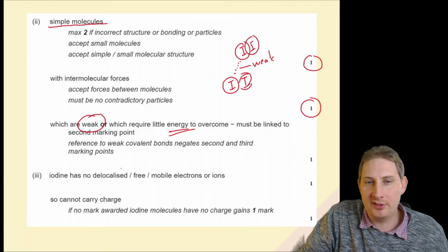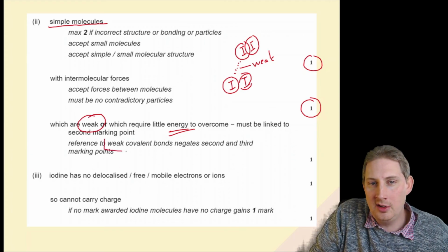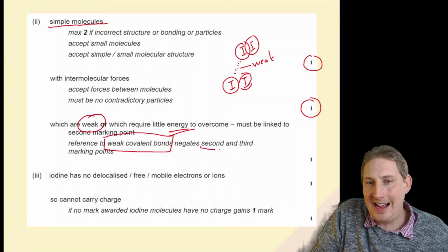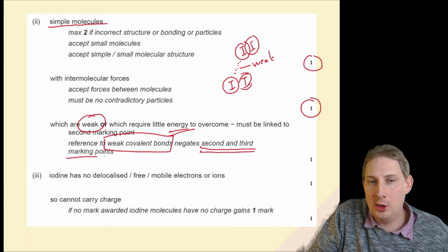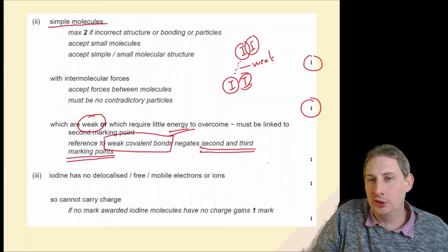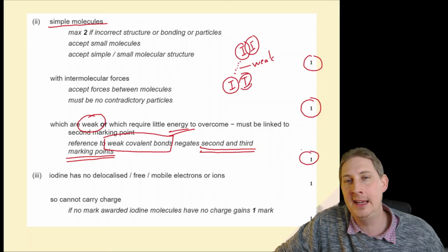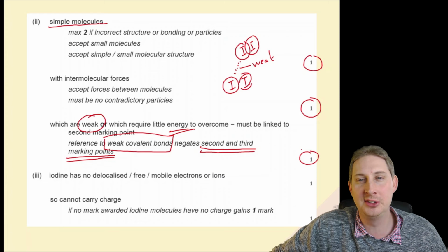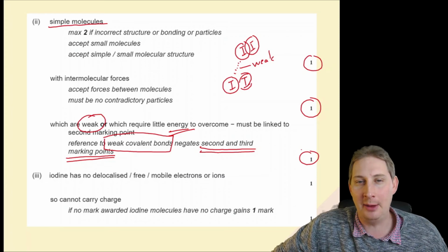Any reference to weak covalent bonds negates the second and third marking points. So if you have talked about weak covalent bonds, you get 1 out of 3, and I will smack you on the back of the head, because how many times do I need to tell you about this, alright?